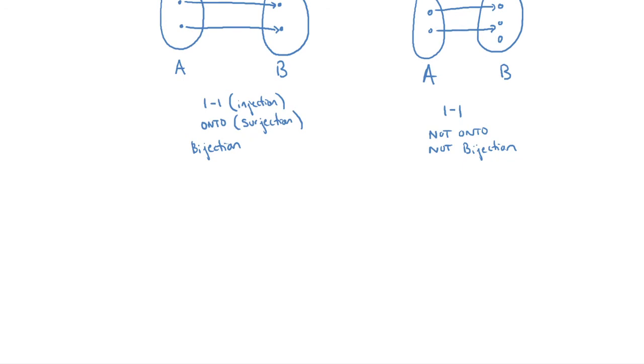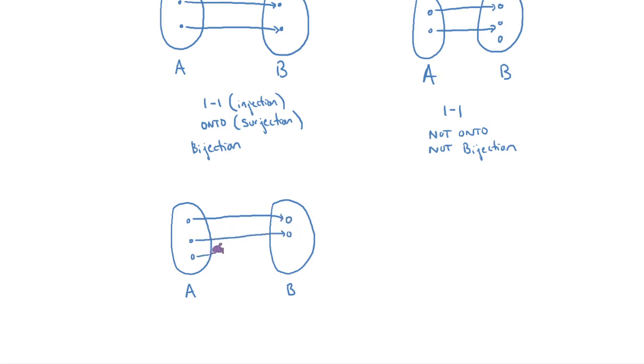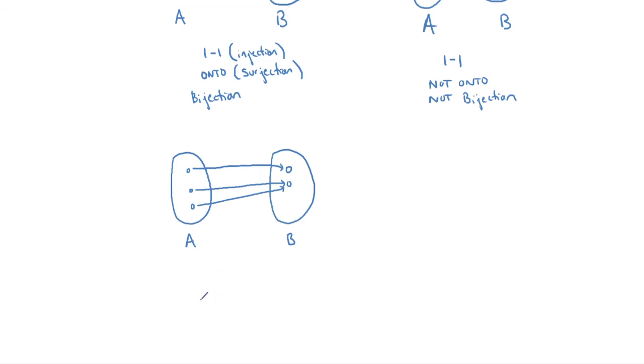Well, we could have something that's onto but not 1-to-1. How would that look? Okay, so for this one, let's say that A has 3 elements and B has 2 elements. Let's have the first element mapped to the first one. Let's have the second one mapped to the second one of B. And let's have the third one also mapped to the second one. Now this is a perfectly fine function, right? Because to be a function, you just have to make sure that everything in the domain gets mapped to something over here in B.